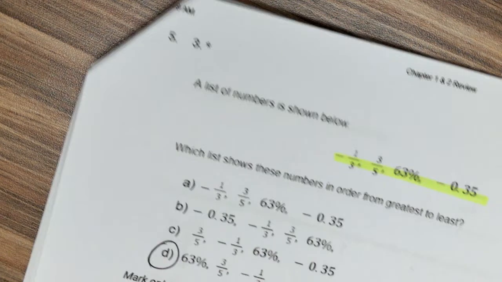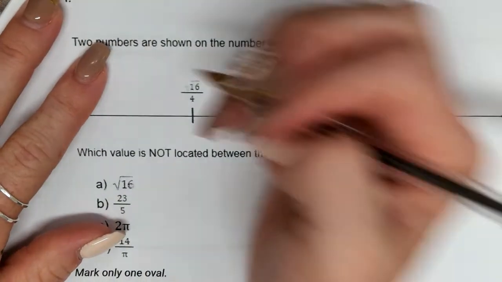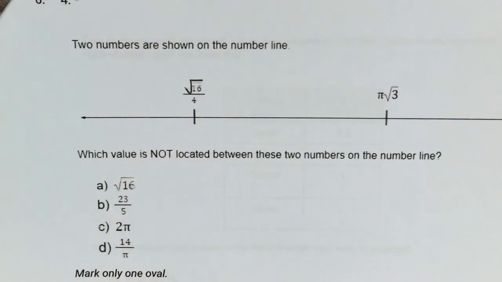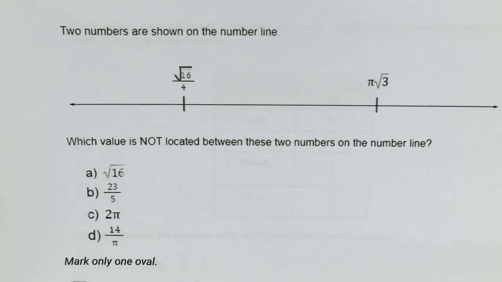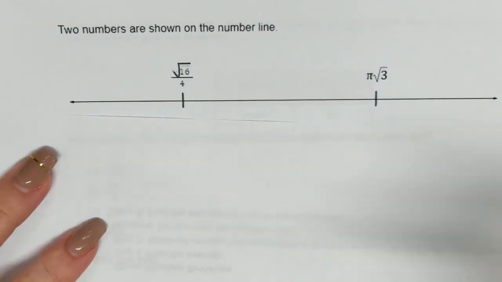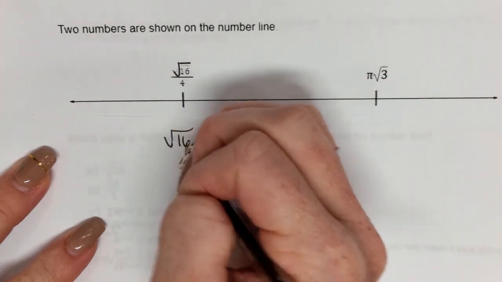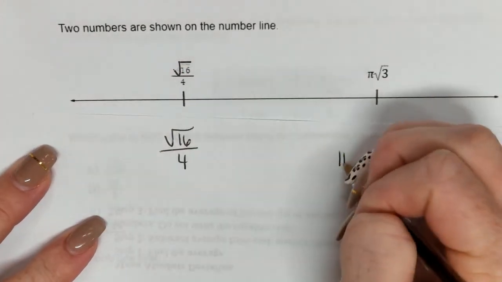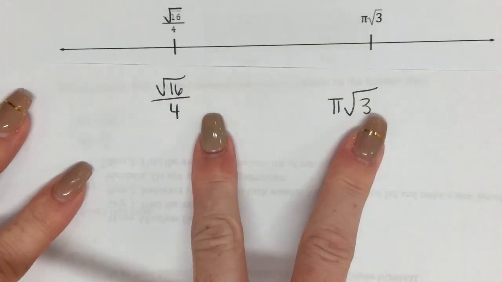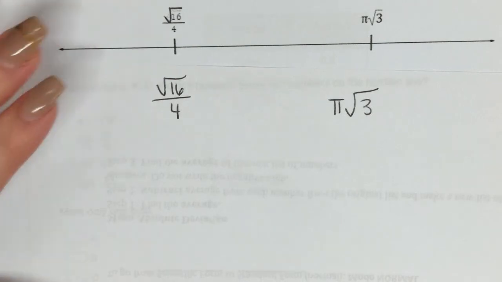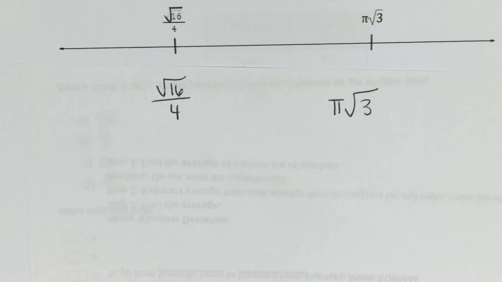Okay, number 4. This said the square root of 16. It just didn't print good, right? Okay. What do I have to do to show my work on this one? I would probably go ahead and write this down, the square root of 16 over 4 and pi square root of 3. And I would change these to what? All right, guys, this is exactly how number 4 is going to look on the test tomorrow, just 2 different numbers.